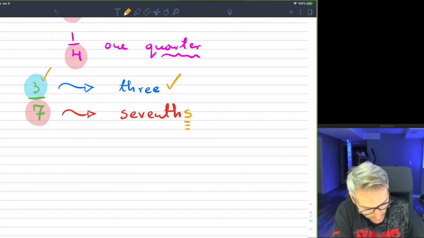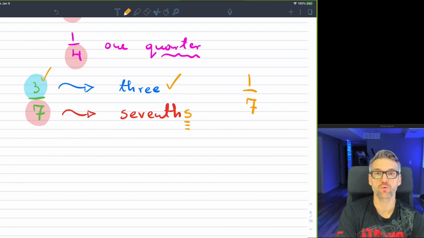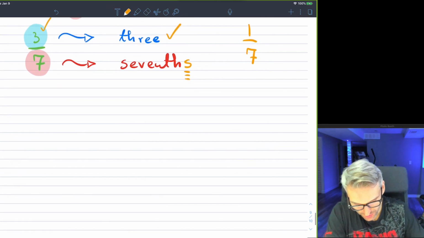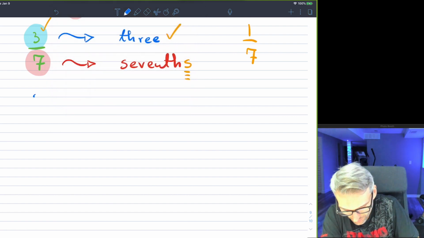If it was only 1/7, then we would say 1/7 with no S, because 1 is just singular. For instance, if you had 1 cat, you're going to say cat. You're not going to say I have 1 cats. But if you have 2, you're not going to say 2 cat. You're going to say 2 cats. So it's the same thing here. That's the S that we add to the number in the denominator. All right, so let's look at a few examples so that you can hopefully grasp some of these concepts and try it on your own.